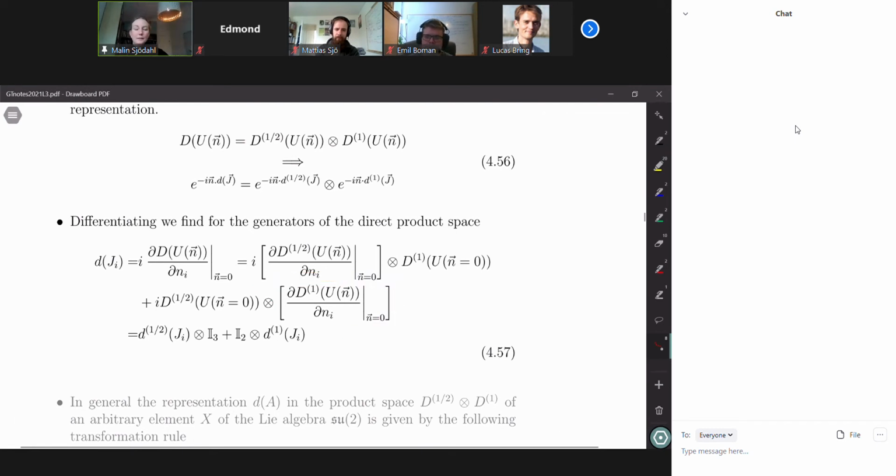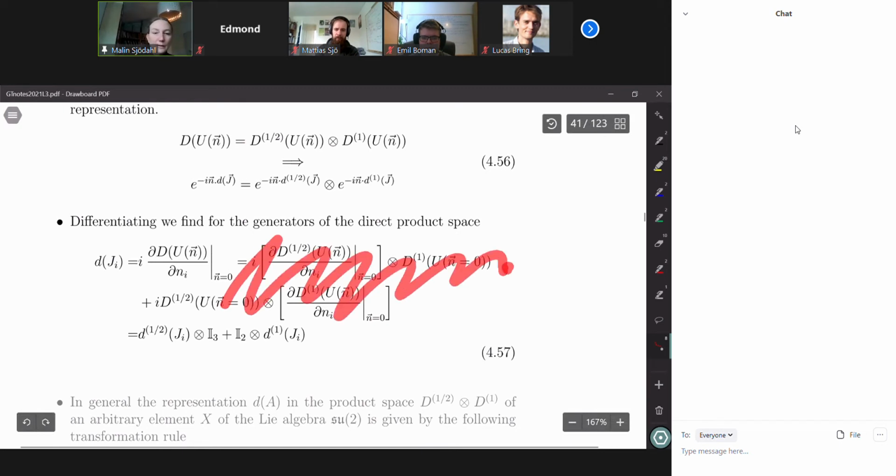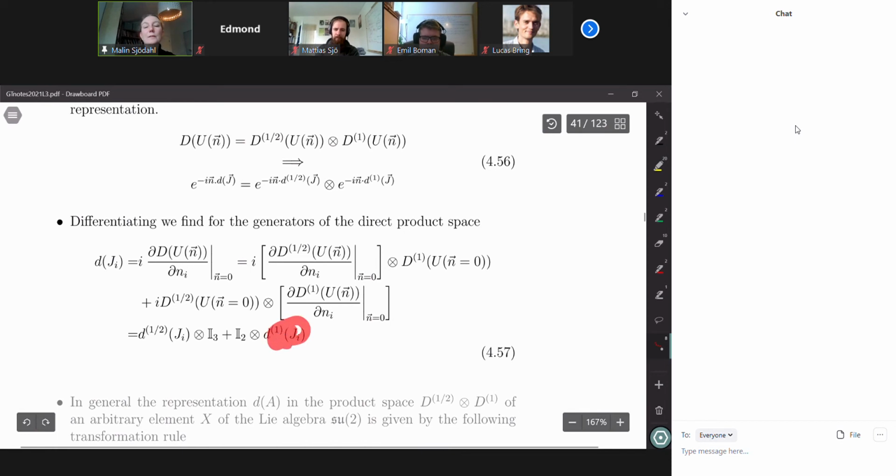Actually, maybe some of you think it's pretty obvious and want to ignore all of this. This is fine then. What we get is, in any case, that we have the representation on the half space times the identity on the spin 1 space, plus the identity of the spin 1/2 space with 2 dimensions, times the algebra of Ji in the spin 1 space. So actually at the algebra level we get this sum here.